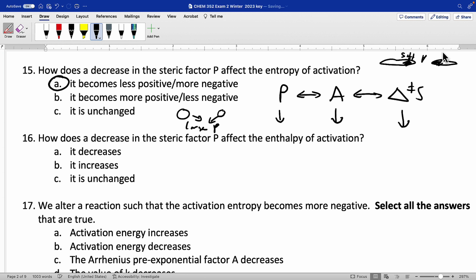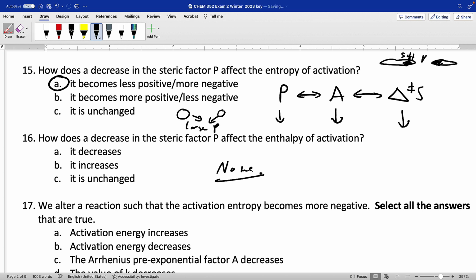You can see that because we have to line things up to start to approach the transition state in that second case, we're decreasing in entropy. We don't have rotational entropy when we're forced to adopt certain orientations. And so having a small value of p is the same as having a small delta S, or more negative delta S. Okay, decrease in steric factor and affect the enthalpy. So there is just no effect.